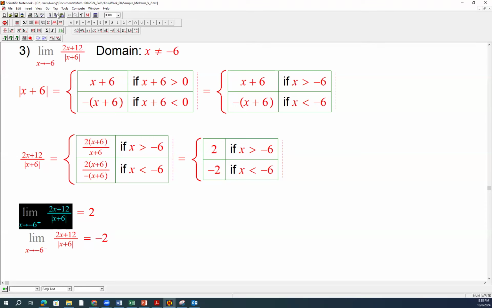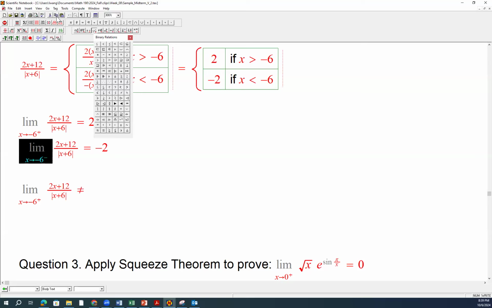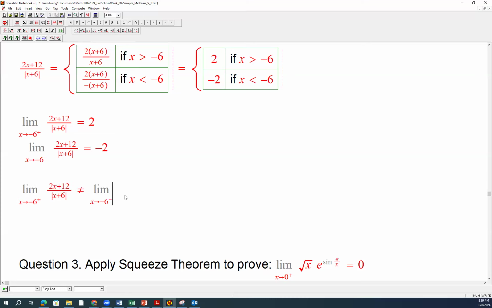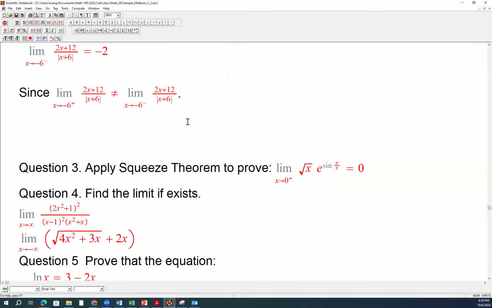The limit from the left, and then you say, well, the limit from the left is not equal to the limit from the right. I'm sorry, the limit from the right is not the same as the limit from the left. Since they differ, we can say this limit does not exist. This is the kind of explanation we expect.